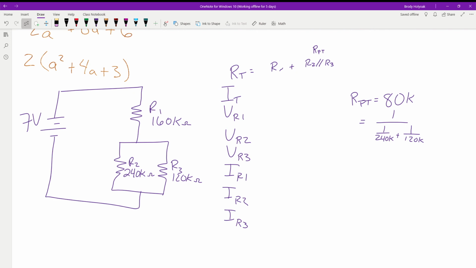So now that we have this, the equivalent resistance of this turns into this. One series resistor is our R parallel total, those two combined together. Now we come back to R1. So we have 80K in series with 160K. So this becomes 240 kiloohms.